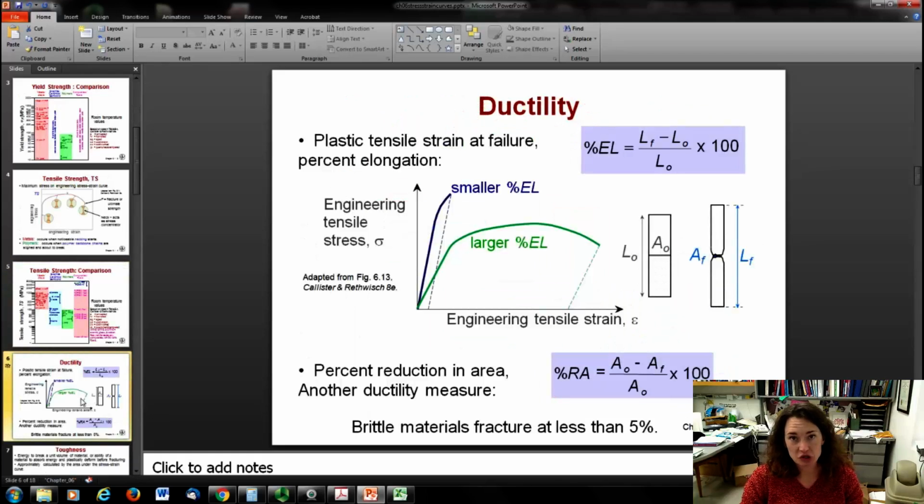Ductility. Another new vocabulary word. Ductility is defined as the plastic tensile strain at failure, or the percent elongation of the material. All right? So the percent elongation is the change in length from fracture point, the length right before fracture, to the initial length divided by the initial length and then times 100%. So that's ductility.